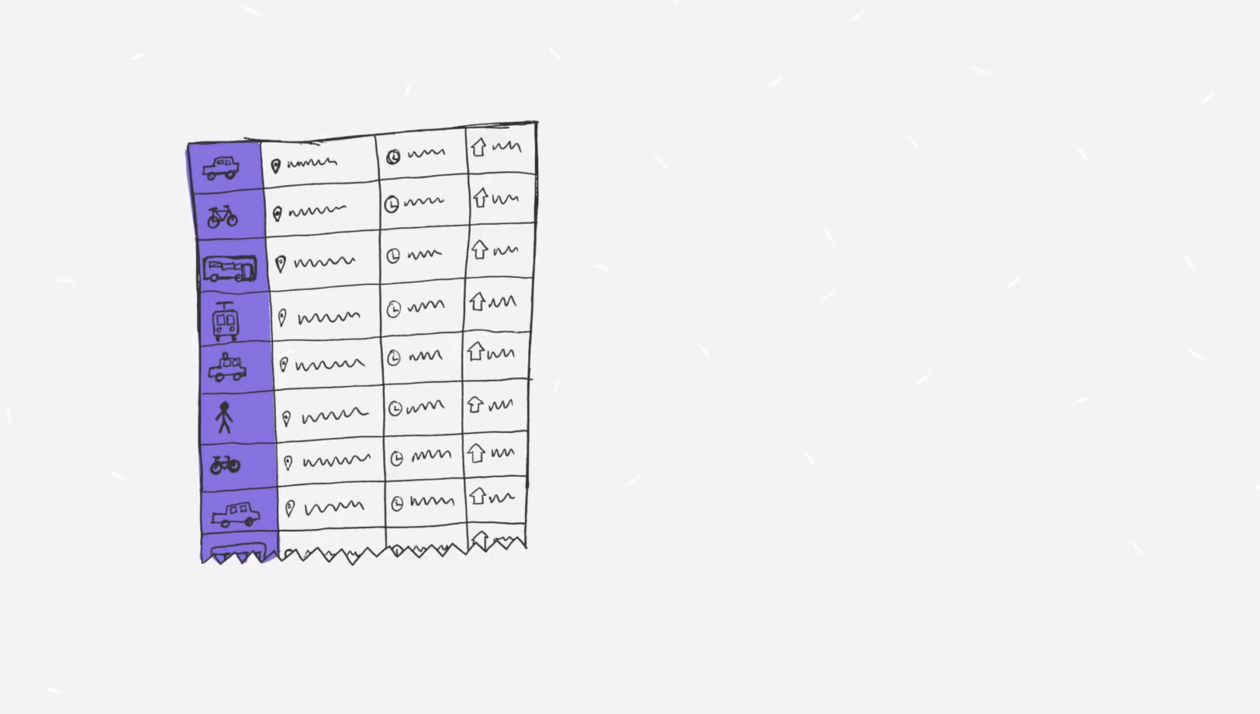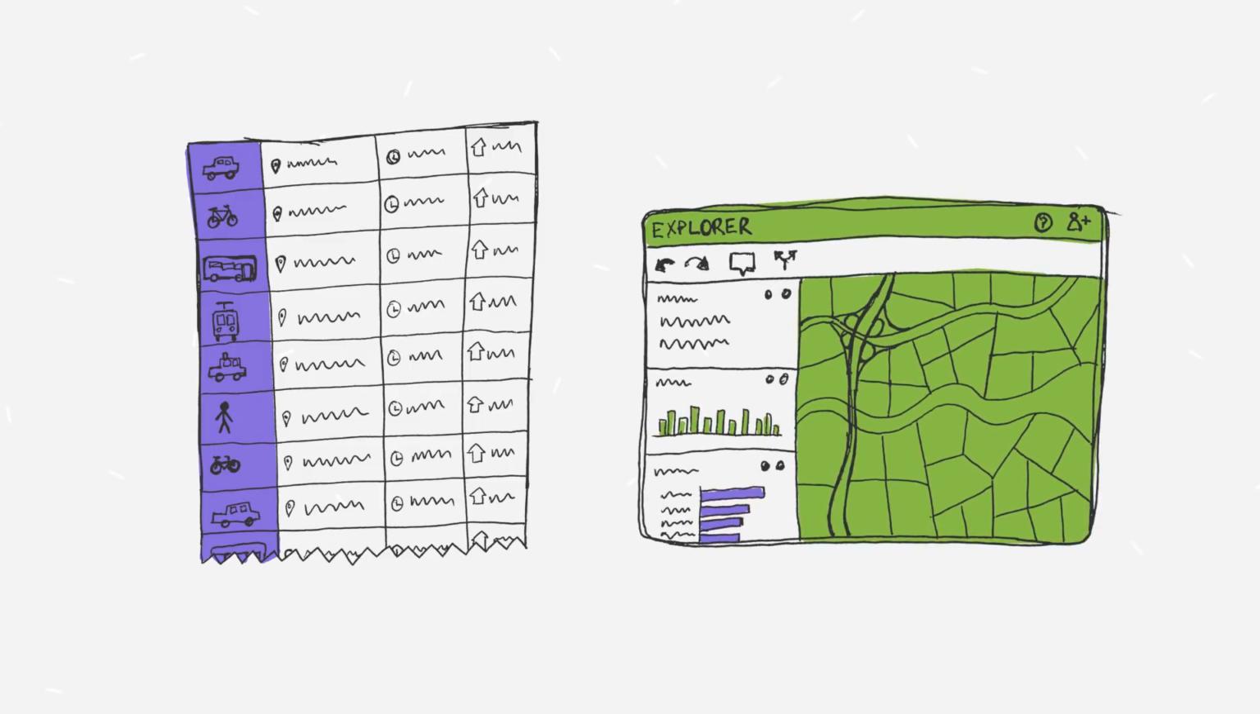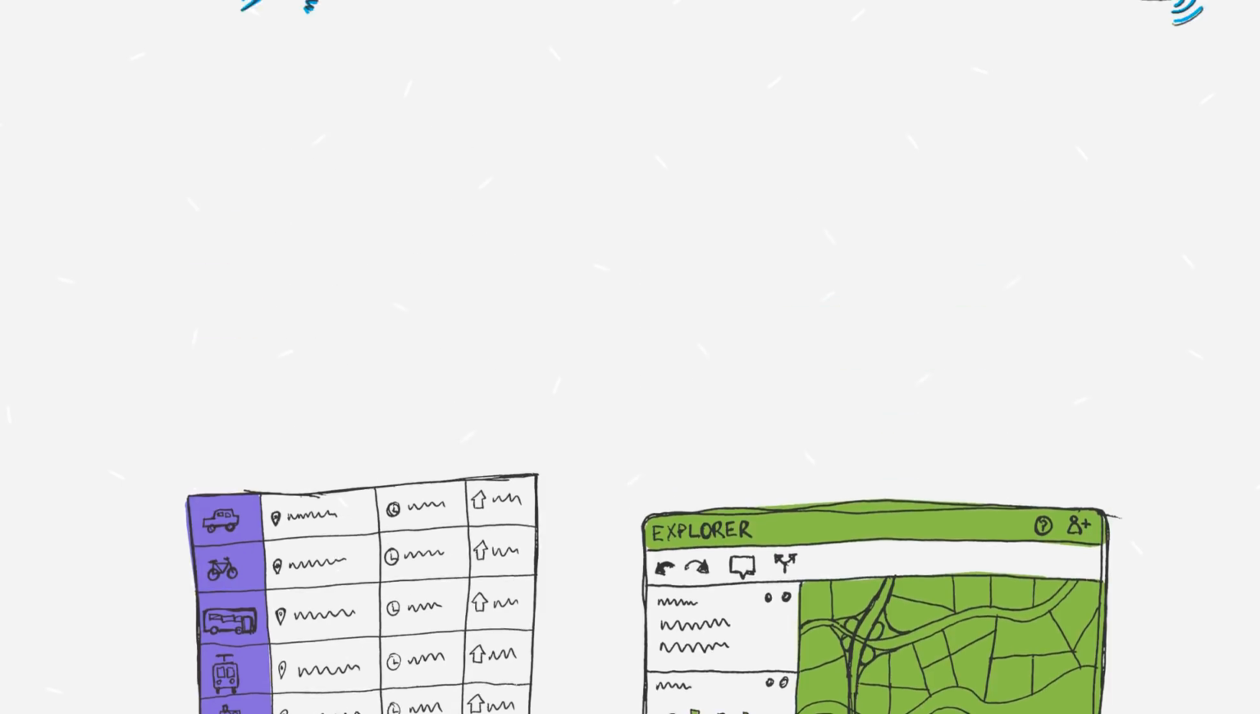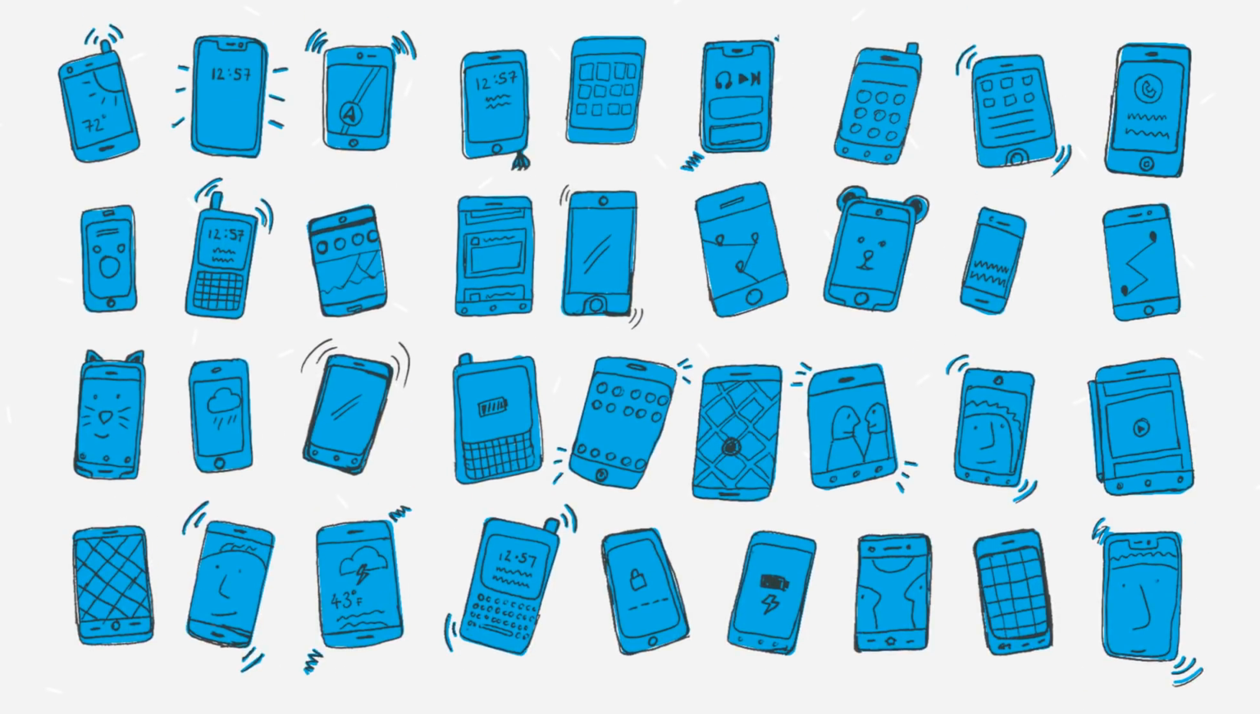Replica is made up of two parts: a replica activity table, a database representing all the trips and activities by people in an area, and Explorer, an easy-to-use interface for querying the data and creating maps and charts. First, let's look at how a replica activity table is created.